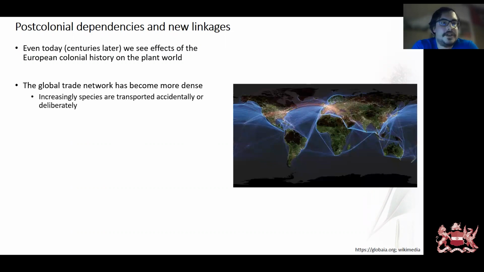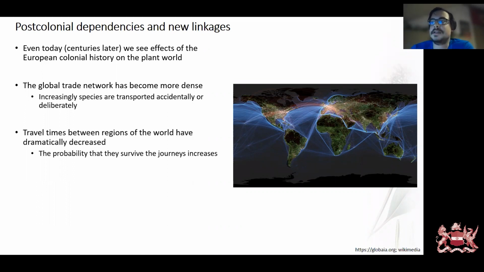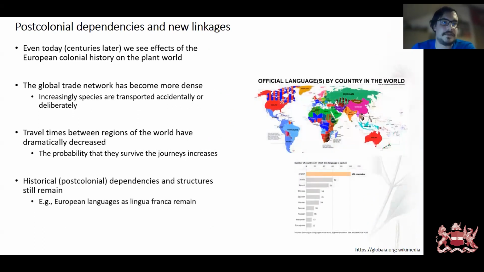Also, we see that the global trade network is becoming more and more dense, which is increasing the amount of species that are transported accidentally or deliberately. For example, global trade volume has increased after the Second World War by a factor of 30 until 1950. Also, traveling times have been reduced dramatically, which also increased the probability that species survive these long journeys. For example, nowadays we can fly non-stop from Frankfurt to Tokyo in 13 hours. So the probability of a species surviving such a trip is higher.